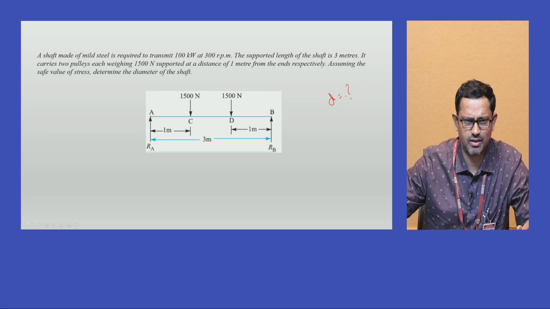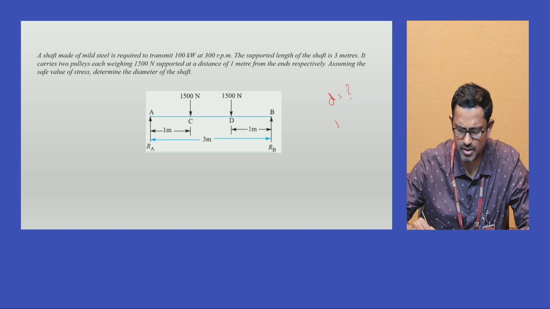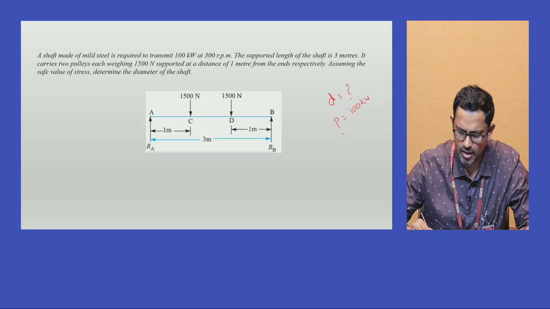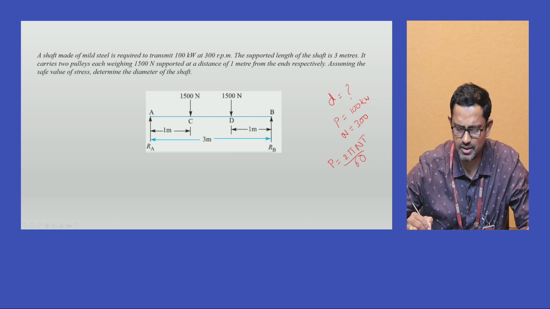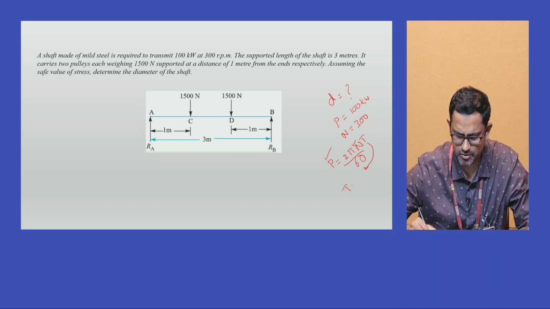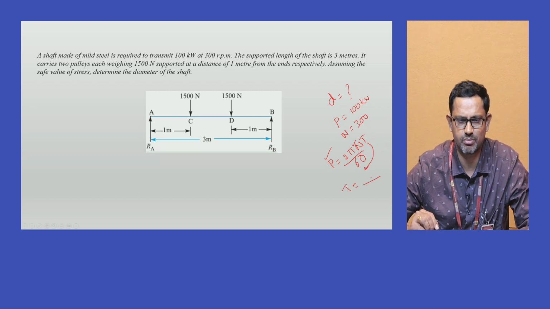Now if you see here, since it is easy to transmit the power, what is the power here? P is equal to 100 kilowatt. So power is given, and N value is also given, 300. We know the equation: power is equal to 2 pi NT by 60. In this equation power is given, N is also given, and the only unknown is the twisting moment. So you will get the twisting moment from this equation.